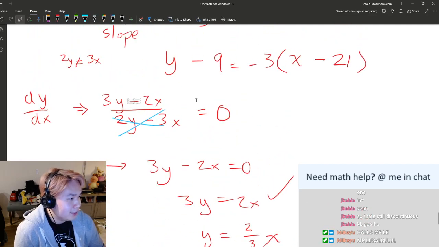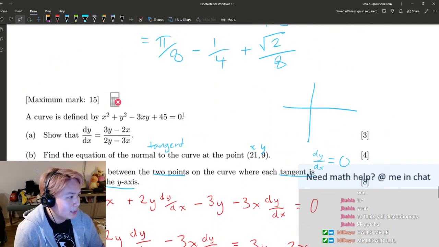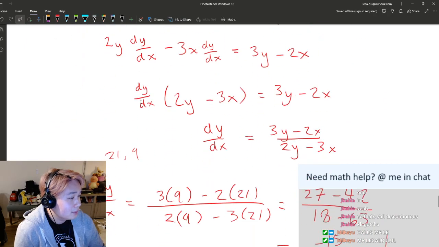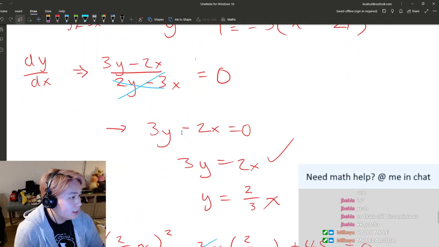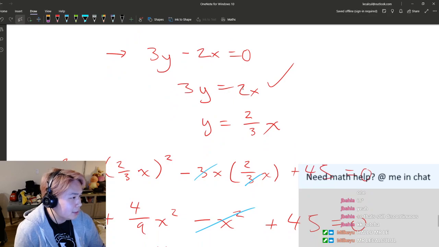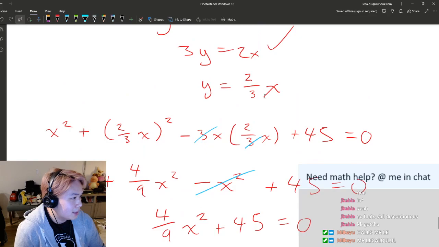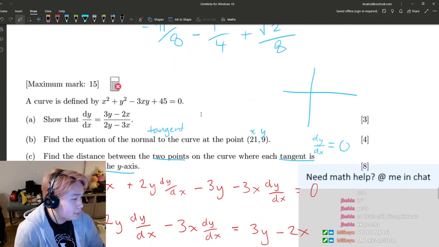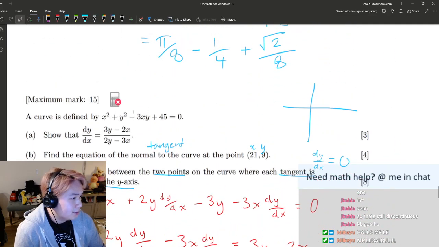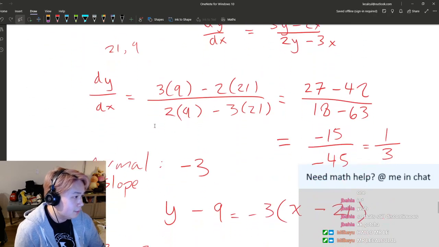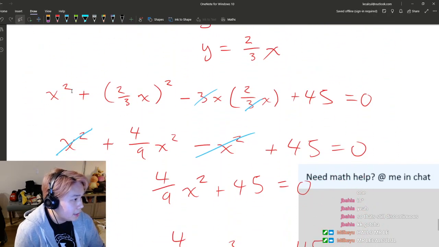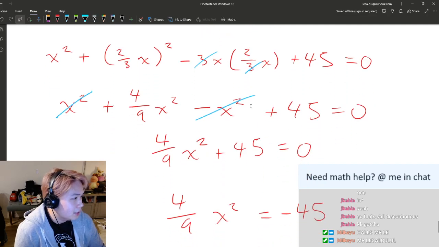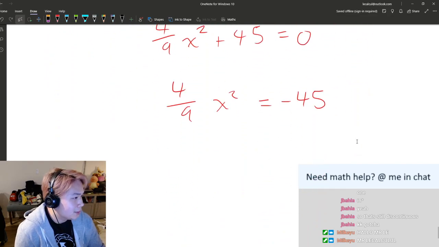So here's my numerator, right? 3y minus 2x. So then I bring the 2 over, divide over the 3. So then I make a substitution into here. So it's x squared y squared minus 3xy plus 45. So x squared y squared minus 3xy. Oh, man, I am bad at multiplying.